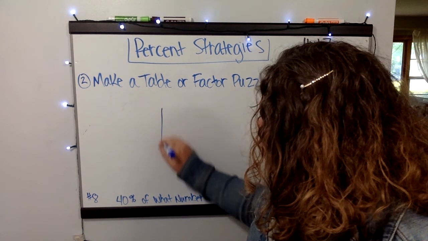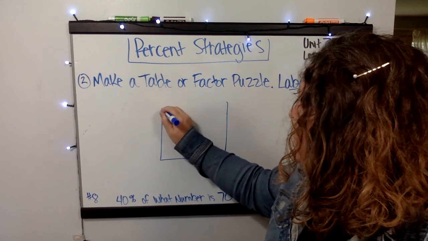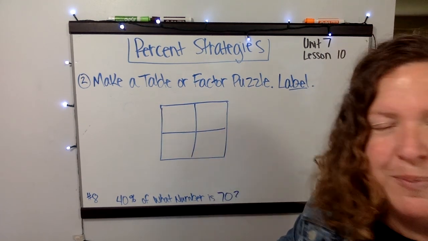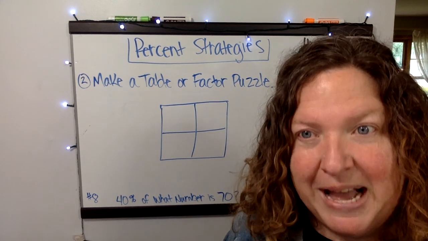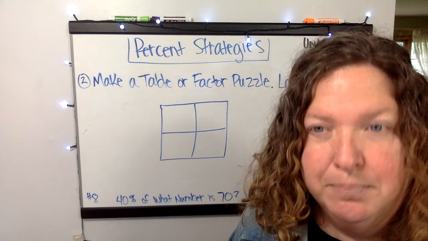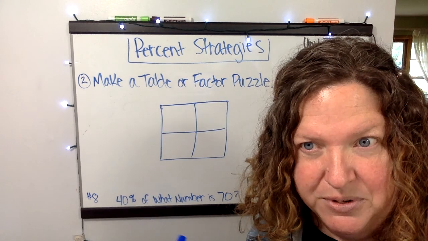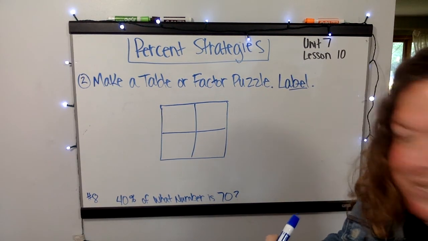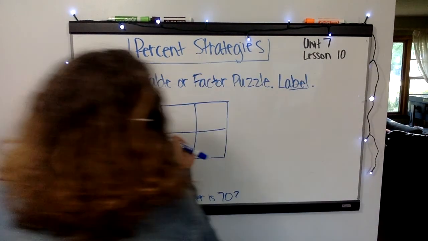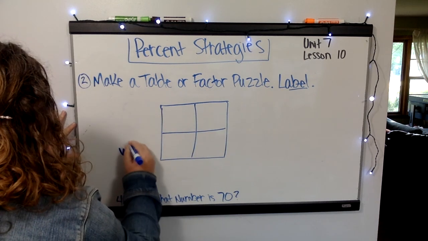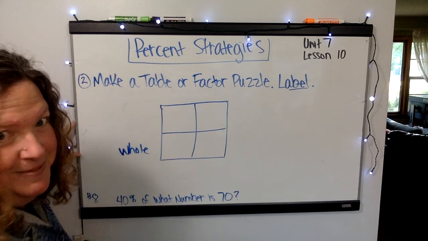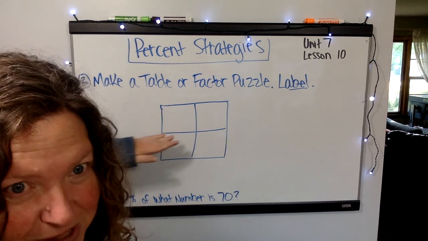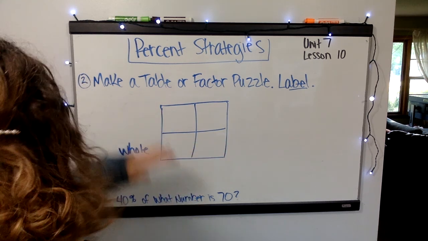So I'm going to start out making my small table or my factor puzzle. Now, I'm going to actually label before I start putting the numbers in, because that way I know for sure that I have the numbers in the right spot. So I'm going to label the whole thing on the bottom. So that row is going to be things that are the whole thing.